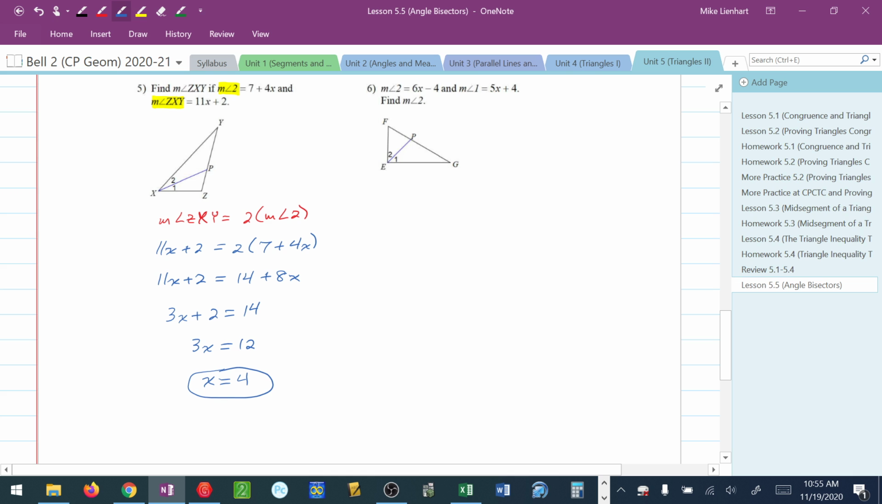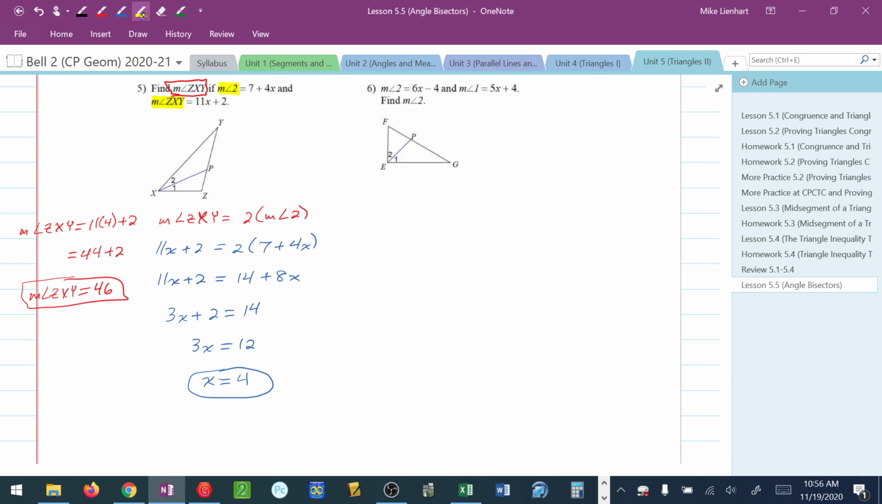Now, while this is important, it's not answering the question. The question, look back up at the top, says, what's the measure of the big angle? So I'm going to go to the measure of angle ZXY. I know that it's 11x plus 2, so I'm going to write 11 times 4 plus 2, which would be 44 plus 2, or the measure of angle ZXY is 46.